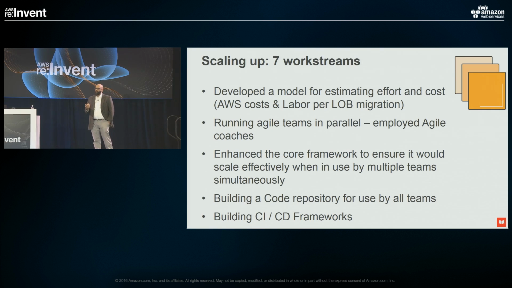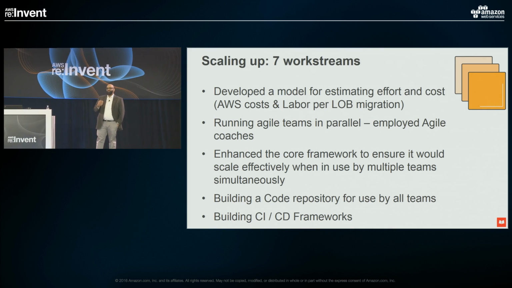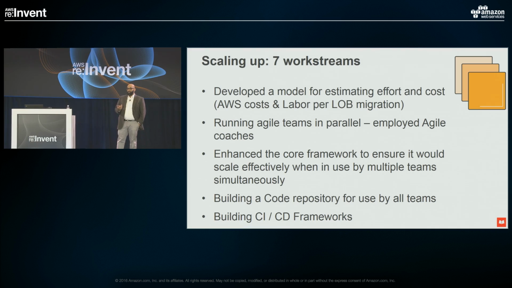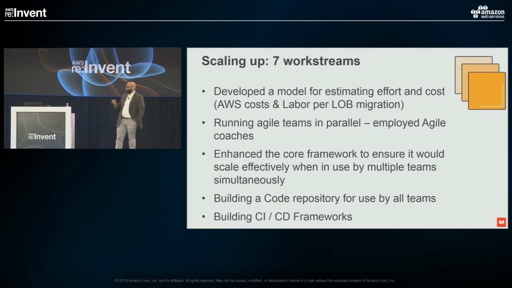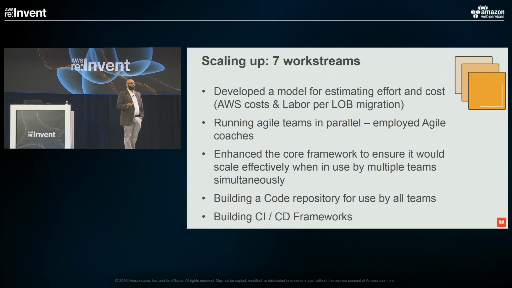We needed to make sure that our core framework could stand up to the load that we put on it, and it was designed from the outset for parallelism, but we needed to test that it would scale. So we tested it with 10 times the scale of data passing through it, and it didn't croak, and that was encouraging. We also needed to increase our skills in engineering best practices. So we needed to make sure that people were using code repositories consistently across these 7 teams, and also we needed to build our continuous integration and continuous deployment frameworks.